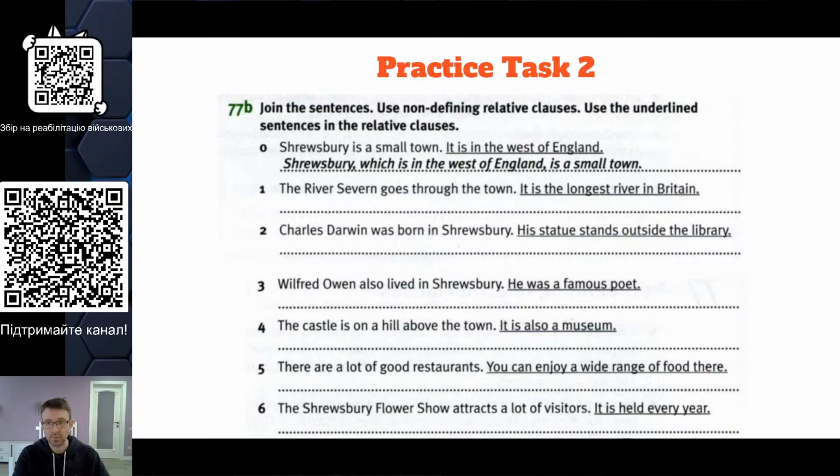So for example, we have Shrewsbury is a small town. It is in the west of England. It is in the west of England is underlined, so we need to use this in our relative clause. So rewritten, Shrewsbury, comma, which is in the west of England, comma, is a small town. So we give the same information, but in one sentence with the relative clause as it's underlined. So I will give you about 5-6 minutes for this, and then we'll check together after you've had the chance to have a look at this.